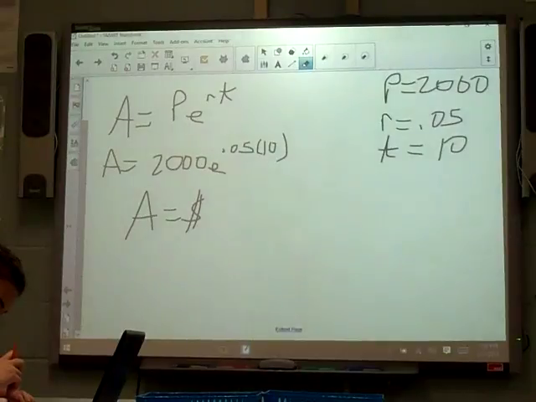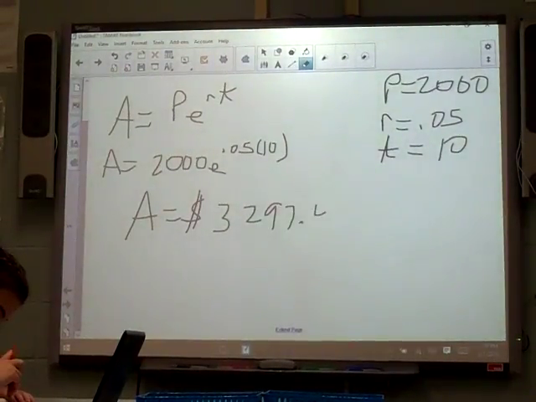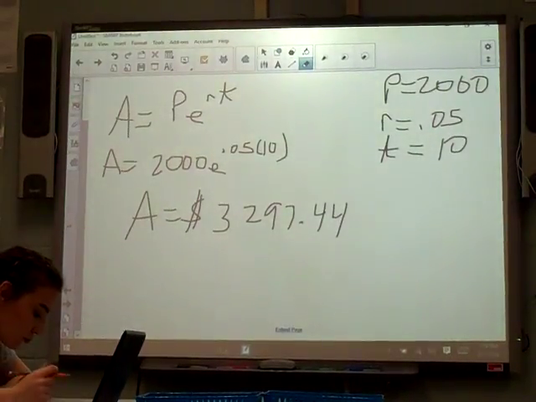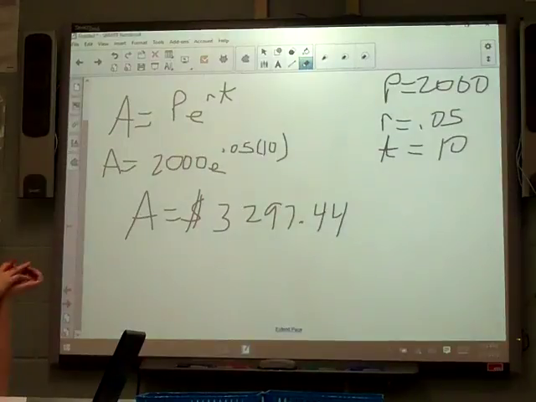What did I get? 3,297.44. Okay, so that bank, when they compounded it continuously, got us almost $3,300. On that other problem, when it was compounded annually, it got us $3,257. So this bank made $40 more for us. Over 10 years, it only made $40 more. Spread that out over 10 years, not much, but it's $40 more. Why not?